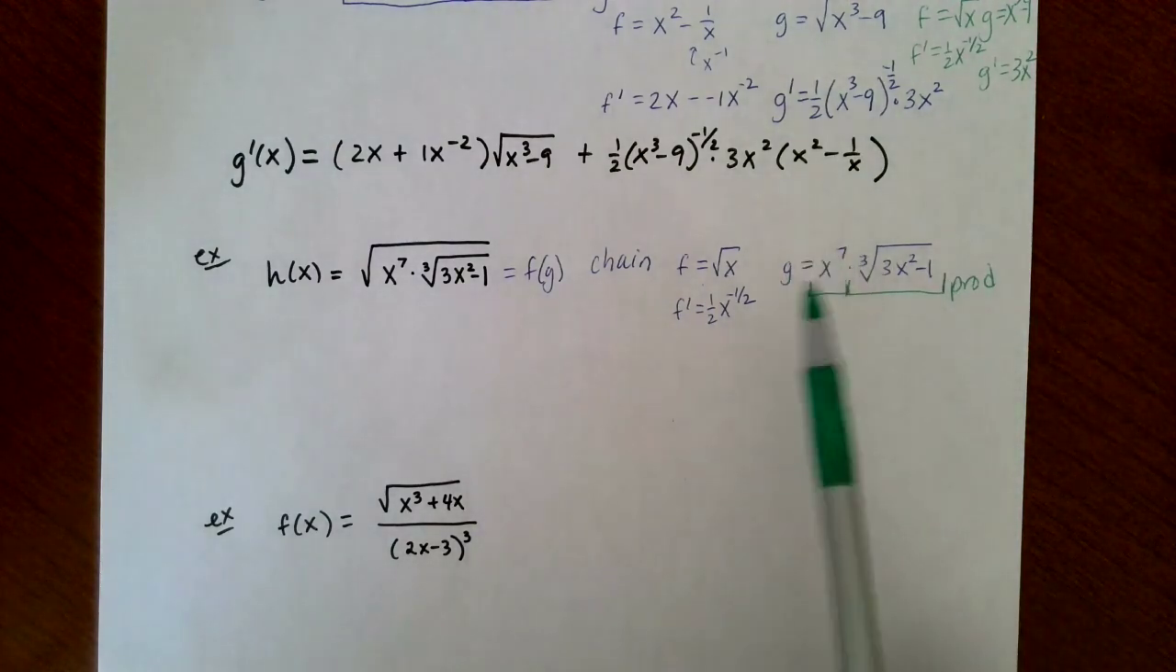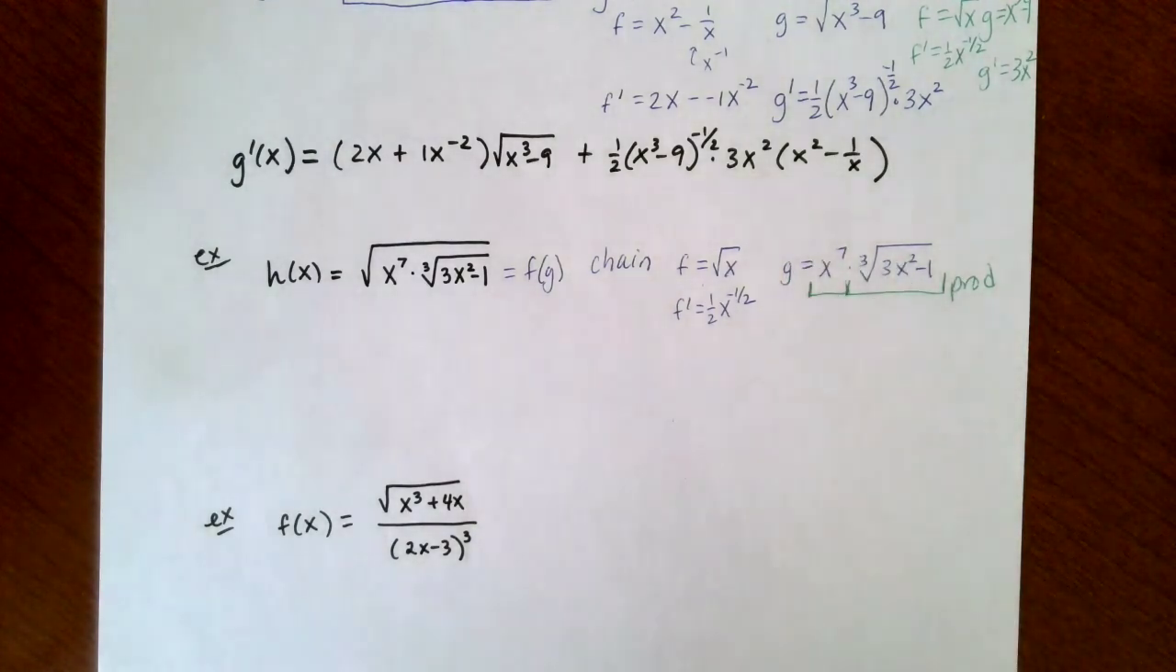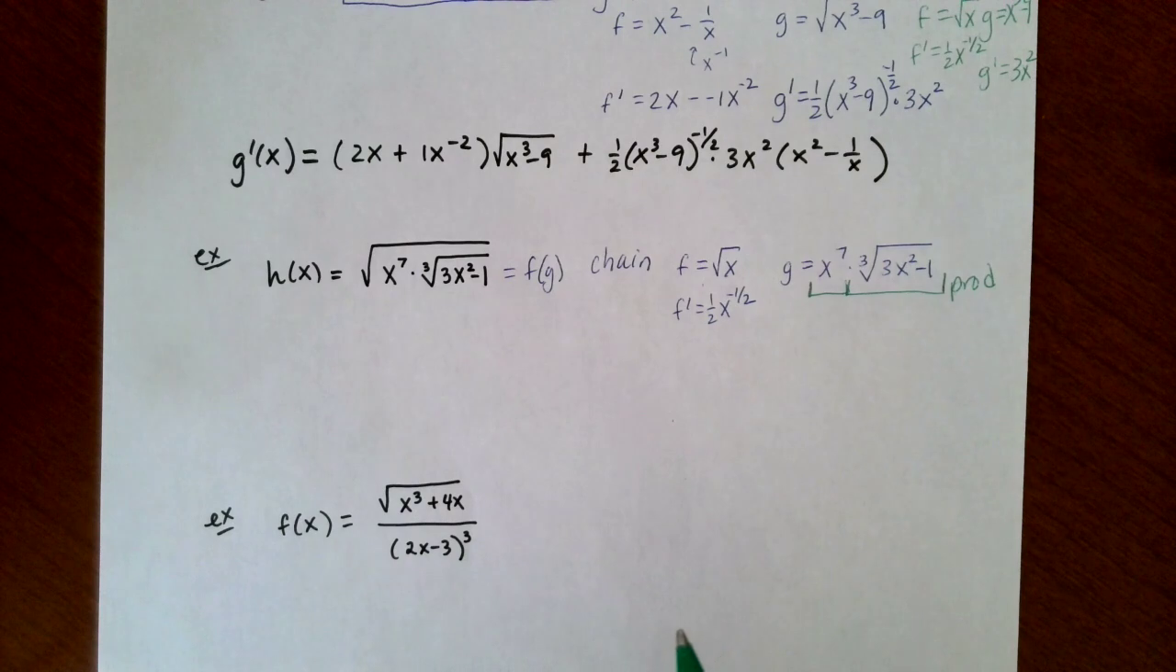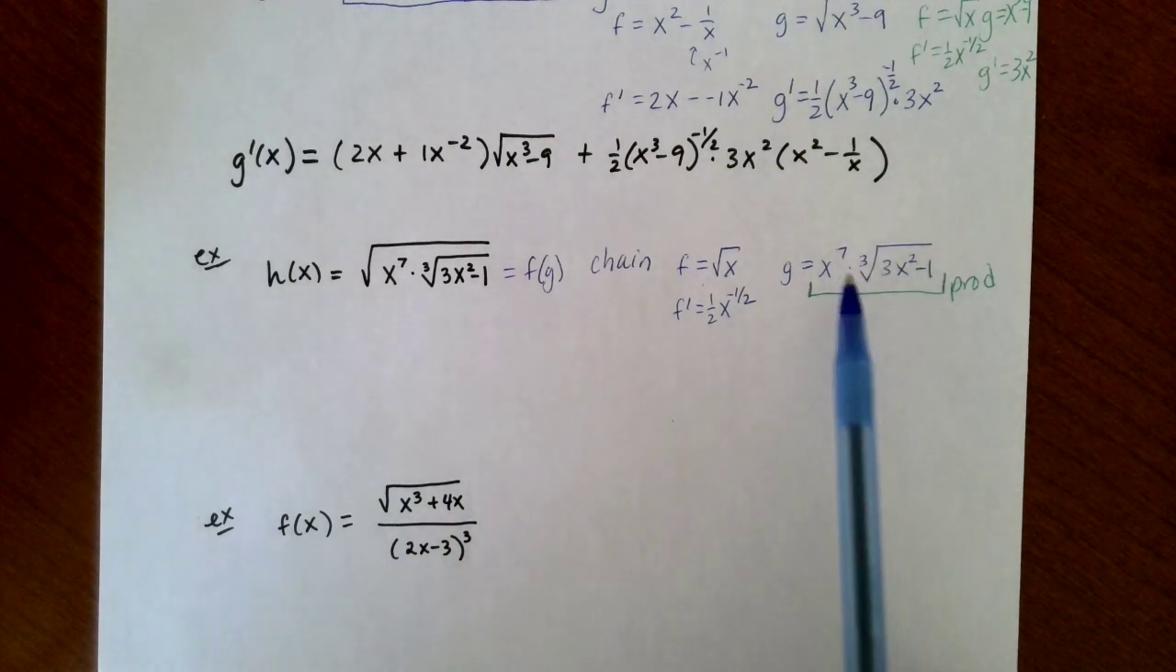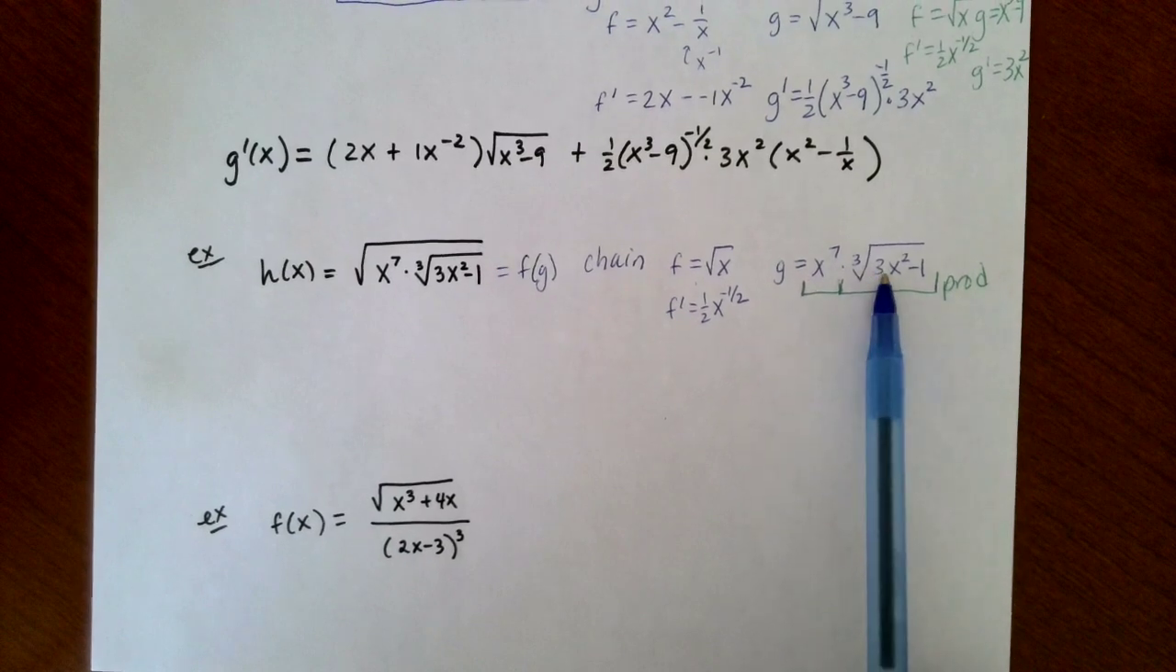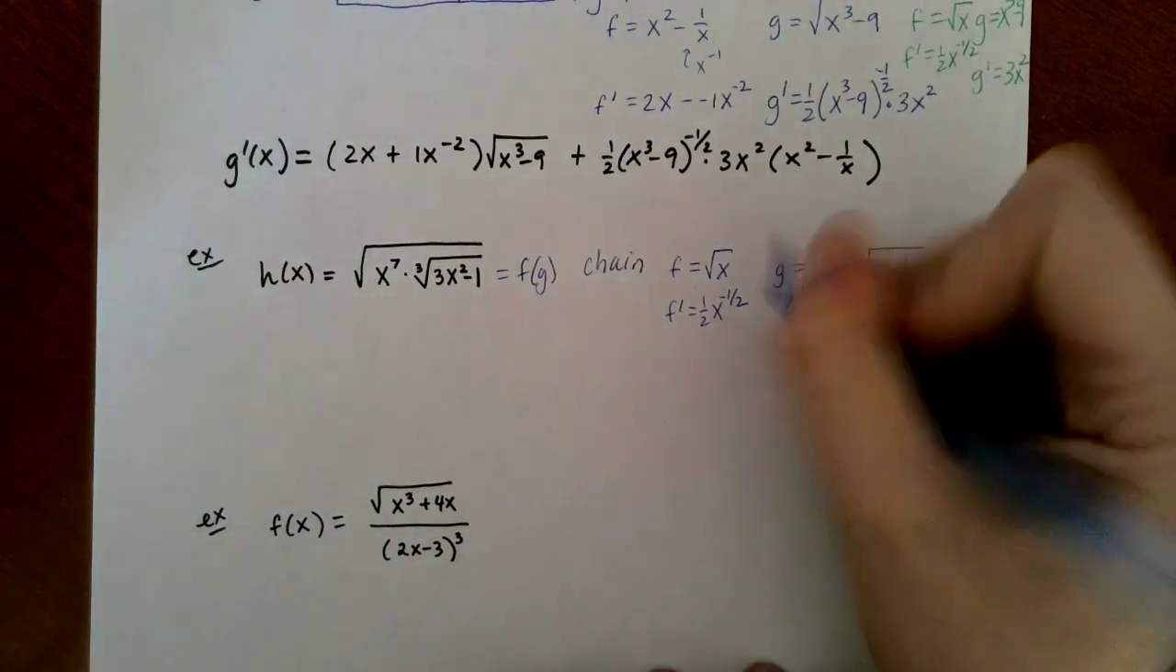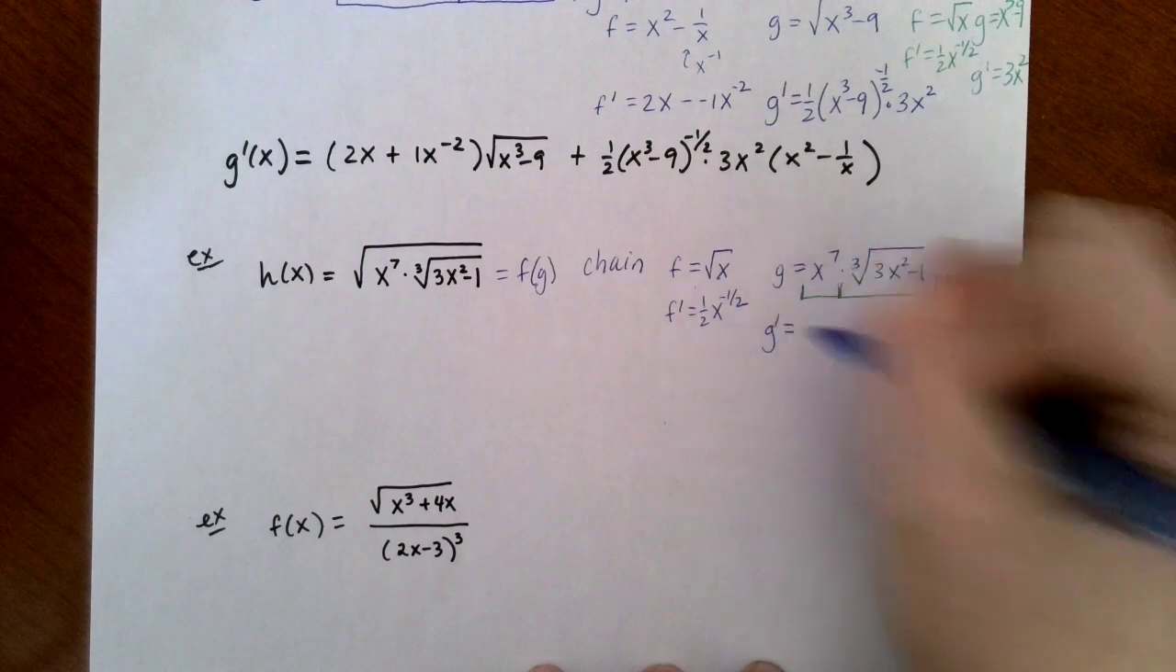So this would be the f, and this would be the g in the product rule. All right. So the product rule, I'm going to start to skip a little bit of the scratch work for space. The product rule would be f prime g plus g prime f. So I'm going to partially put that together.